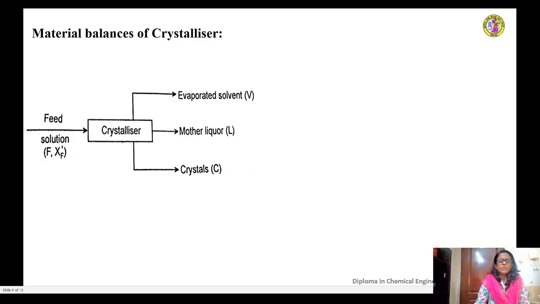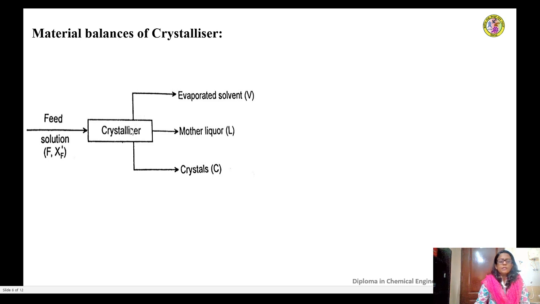So this is the simple flow diagram used to show how a crystallization is carried out in industries. The feed solution enters the crystallizer from one side, and inside it gets supersaturated by any one of the methods as we discussed in the previous classes. And the supersaturated solution will be allowed to circulate in the crystallizer, during which the crystal formation takes place.